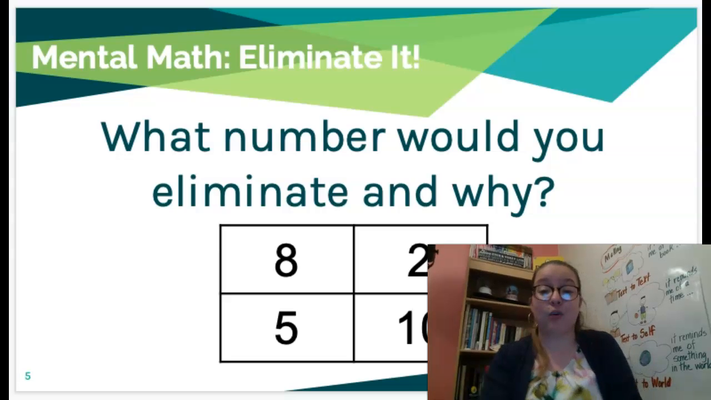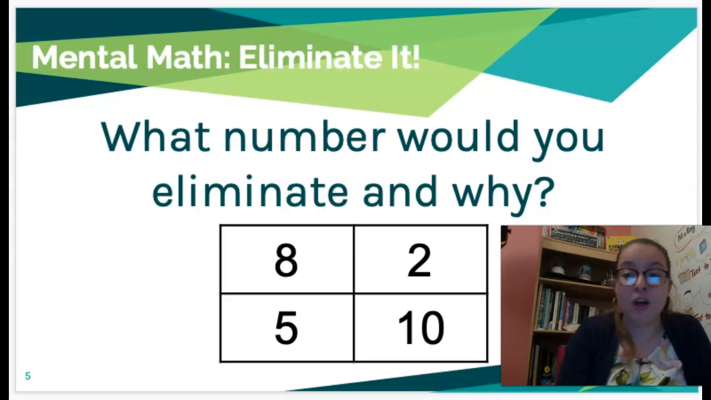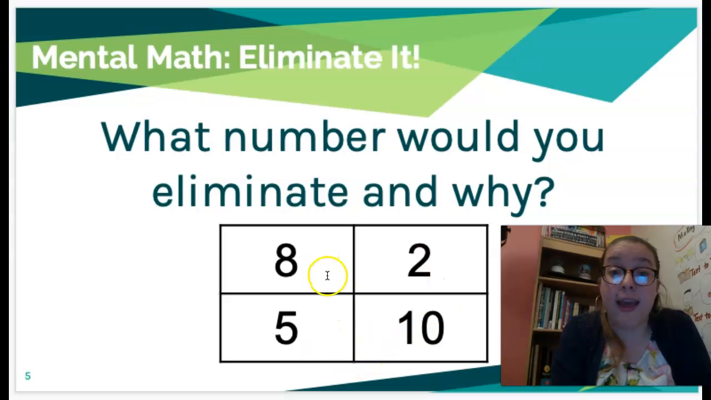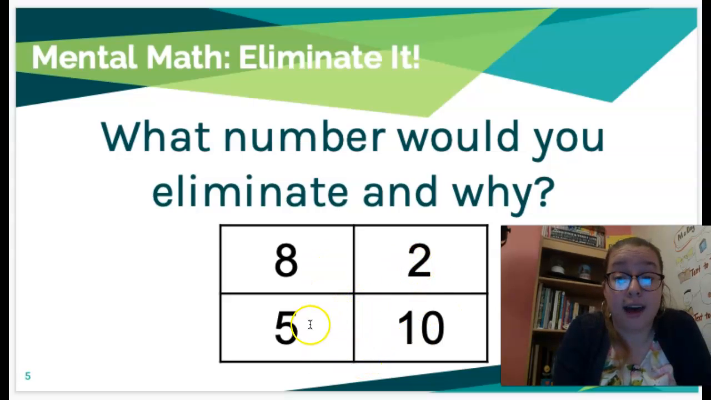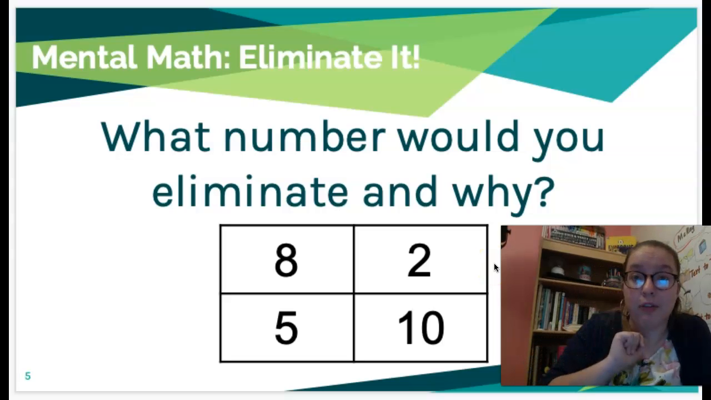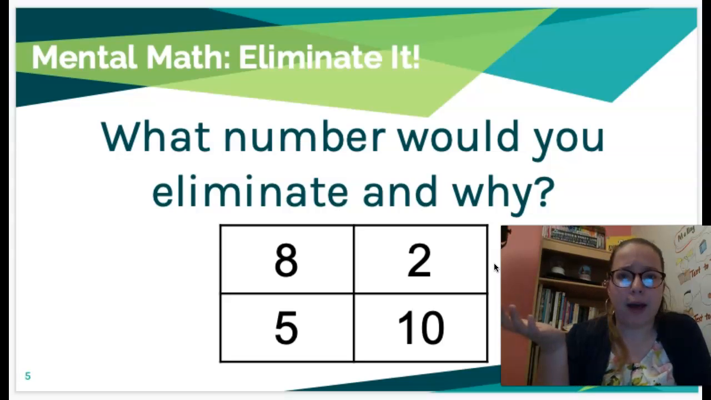All right, and this is how it's going to work. Let me move my screen over so you see. There you go. As you see on the screen, we have a table with numbers. We have 8, 2, 5, and 10. What you're going to do, and you're going to post this onto Seesaw, is I want to know what number would you eliminate and why.